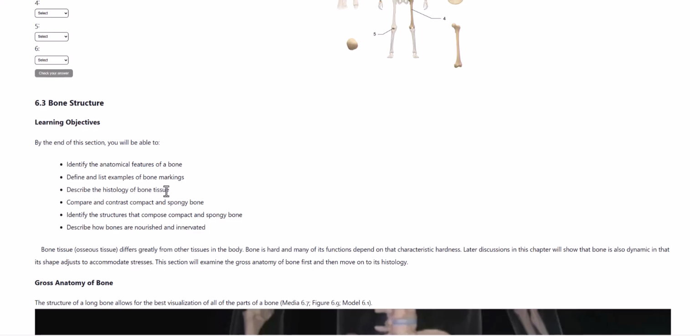You already know a lot about the histology of bone tissue. We will be looking mostly at compact bone. Under the microscope, we're only looking at compact bone. You're also going to learn about a second type of bone called spongy bone. We will look at where those different bone types are located, and then finally we'll look at how bones receive their blood supply and their innervation.